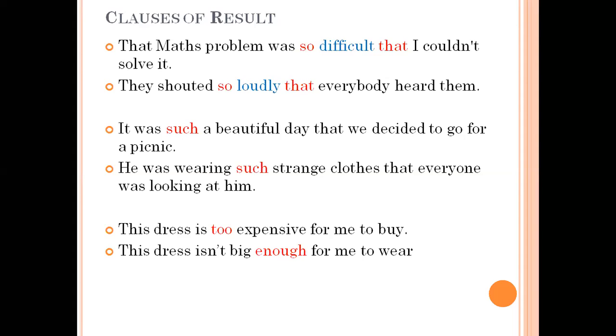So the next type of conjunction, as you see: so plus adjective plus that, so plus adverb plus that, such followed by adjective, too followed by adjective, or enough after adjective, all of them are called clauses of result. Is it clear?